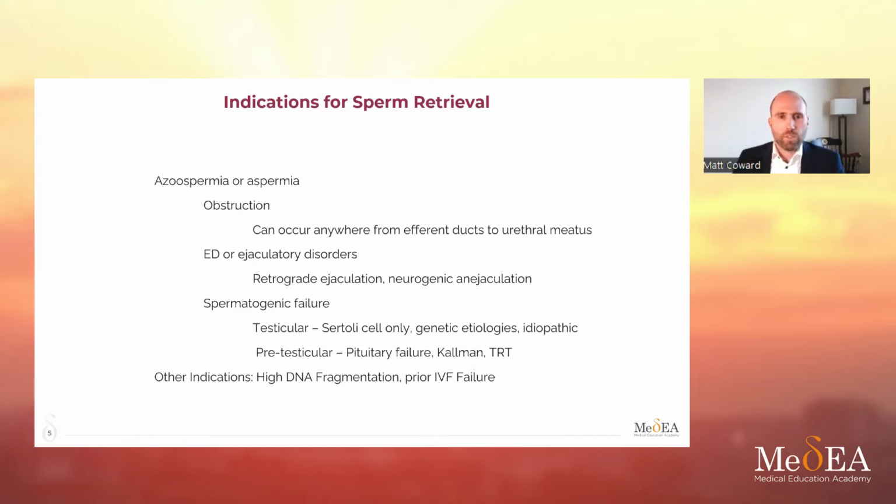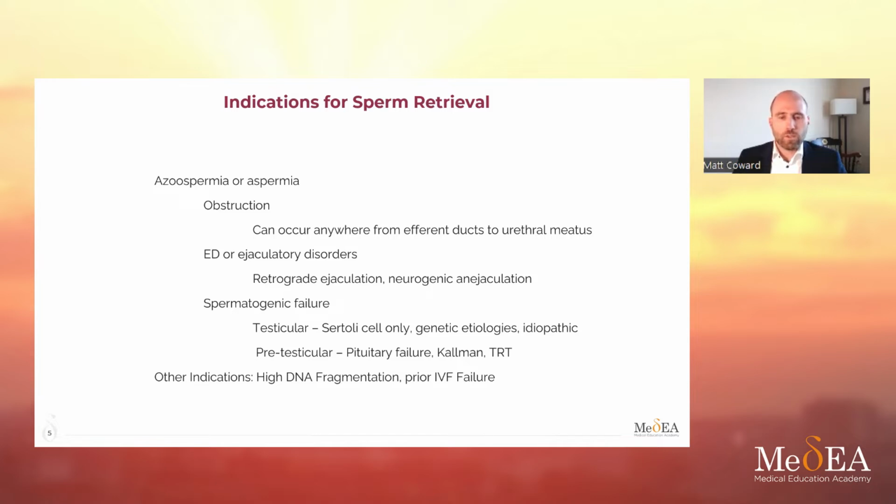Azoospermia is when there's two semen samples that show no sperm in the ejaculate after centrifugation and examination of the centrifuge pellet. Aspermia, which is separate and different, is when there's no ejaculate at all or no semen to examine. So either one of these conditions can be present from obstruction or disorders of sperm delivery or spermatogenic failure. Obstruction can occur anywhere from the efferent ducts to the urethral meatus.